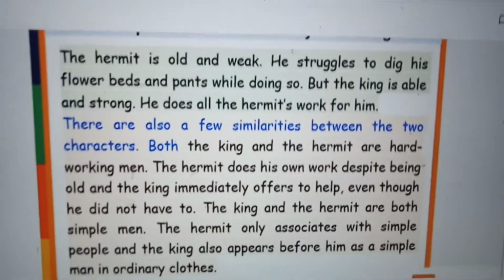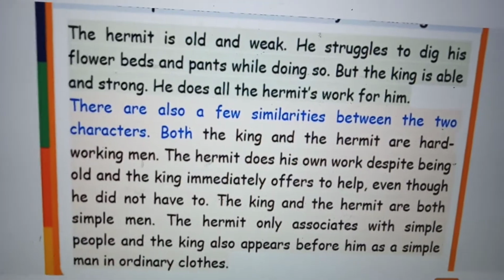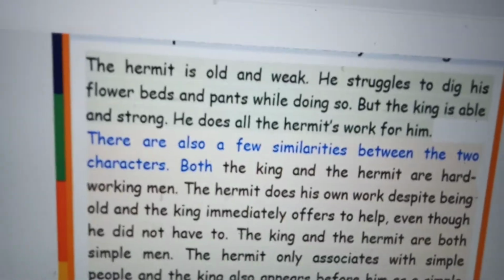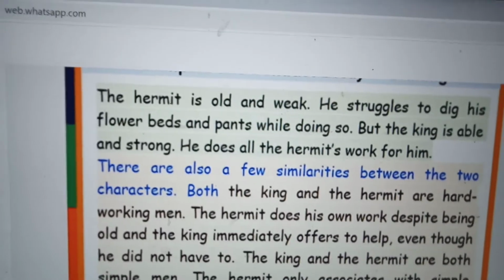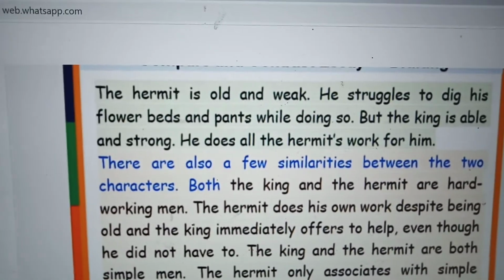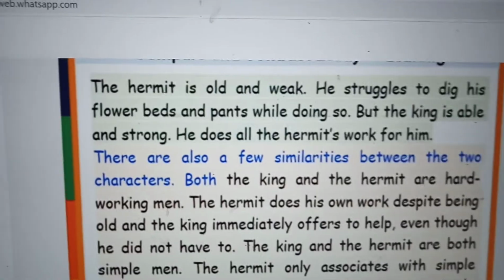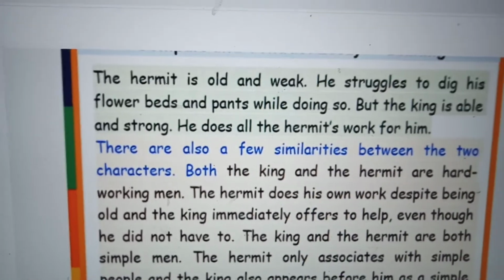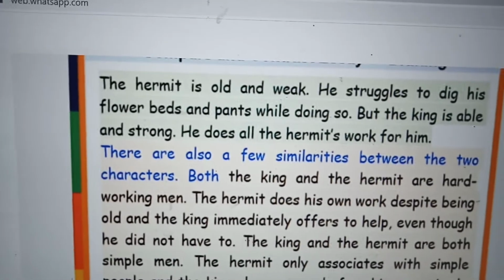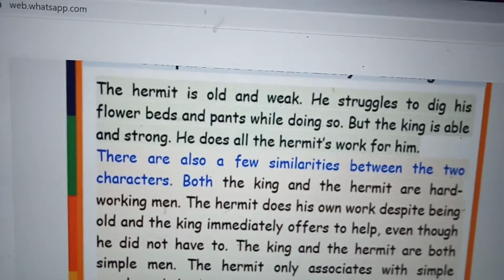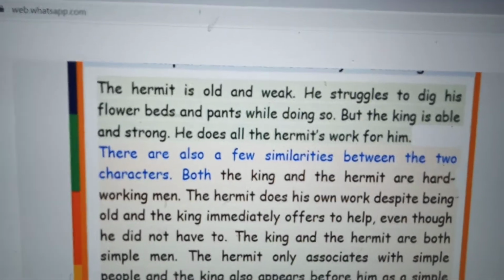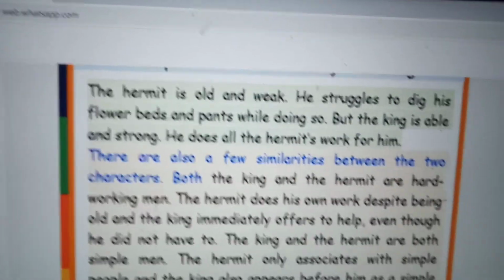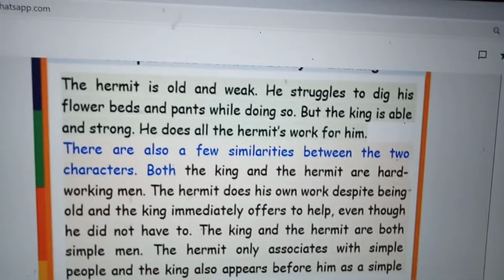Next, about the hermit they have started. The hermit is old and weak. He struggles to dig his flower beds. So both the king and the hermit, contrast, அவங்களுக்குள்ள differences சொல்லியாச்சு. சொன்னதுக்கு அப்புறமா next இதில் there are few similarities between the two characters அப்படின்னு ஸ்டார்ட் பண்ணிட்டு both the king and the hermit are hardworking men. So in the points you draw the Venn diagram, you ideate பண்ணதை வச்சு you have to write the drafting.